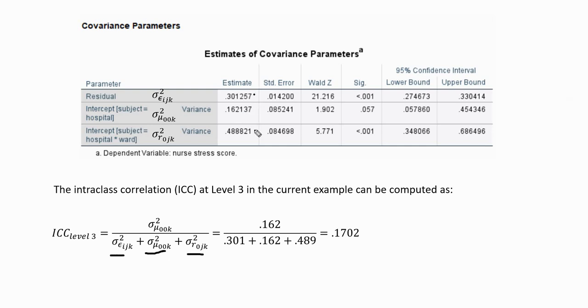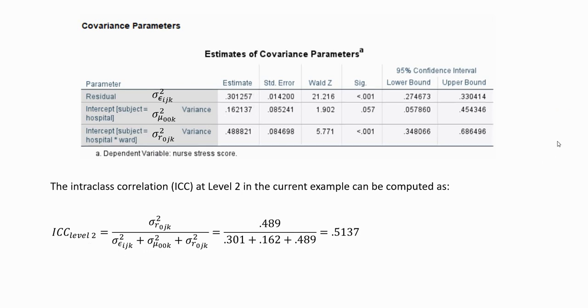So basically taking all 3 of these numbers right here, adding them together. That's in the denominator of our formula, and then dividing it by the variance component that we're interested in. So the ICC at level 3 is just basically computed by taking the 0.162 right here and dividing it by the sum of all 3 of those variance components.